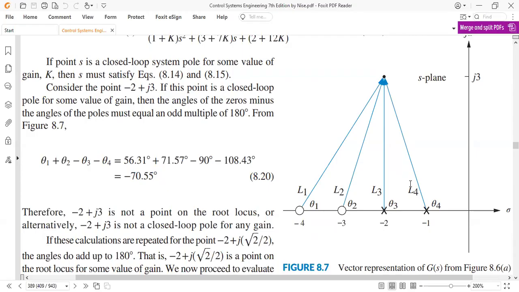If this angle was equal to 180 degrees or an odd multiple of it, then we would say that this point, minus 2 plus j3, is on the root locus. But since this angle is not equal to 180 degrees or an odd multiple of it, the deduction is that this point is not on the root locus. And if a point is on the root locus, that point is basically a closed loop pole. But since this point is not on the root locus, we say that this is not a closed loop pole of the system. Is that right? And is it clear to all?